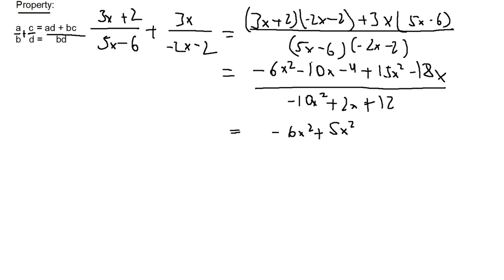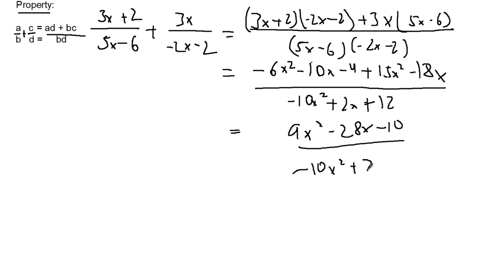This is very boring. No, it will not get you minus 6x squared. I am sorry. It will get you 9x squared minus 28x minus 10 over minus 10x squared plus 2x plus 12. And you can factor the 2 out and maybe factor the top. That looks like a factorable top, but I don't think it's factorable. So that's it. Oh, no, that's not it. We have one more question.